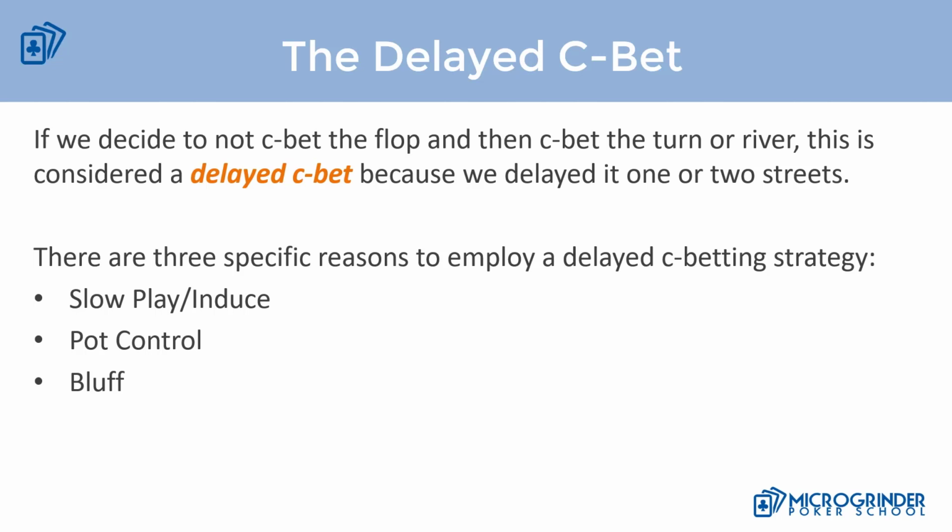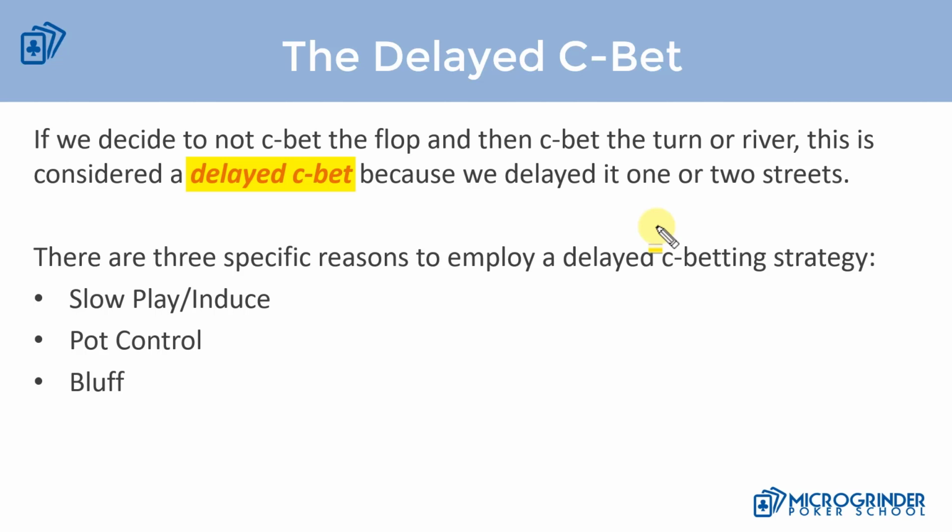Again, I know a lot of you already know what it is, but let's go ahead and define it. If we decide not to c-bet on the flop, so let's say we're the pre-flop raiser, we go to the flop and we decide to check back the flop and not c-bet it, and then either c-bet the turn or the river, this is considered a delayed c-bet, because we are delaying our c-bet 1 or 2 streets. So we're either checking back the flop and betting the turn, or we're checking the flop, checking the turn, then betting the river.